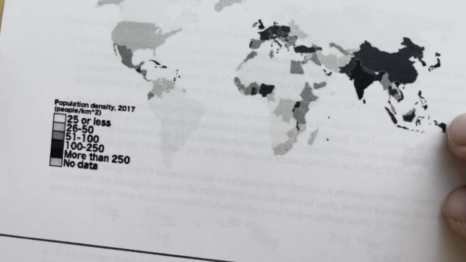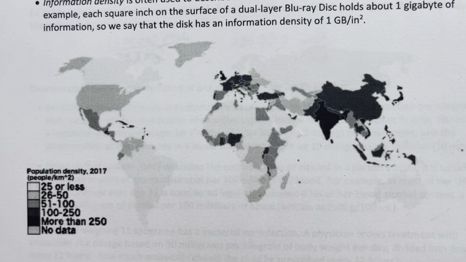All right. Just for some reference point, there's your population density of places around the world. The darker the color, the more dense it is.